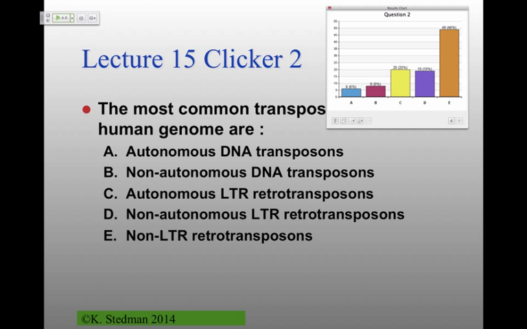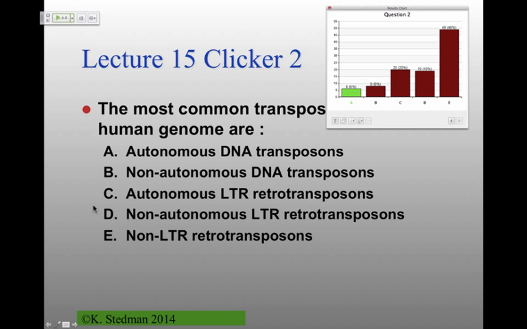Okay, most people seem to think non-LTR retrotransposons. What would those be? It's the name that we use for them: SINEs and LINEs. So long interspersed nuclear elements, short interspersed nuclear elements. By far and away, these are the most common of the transposons that we have in the human genome.